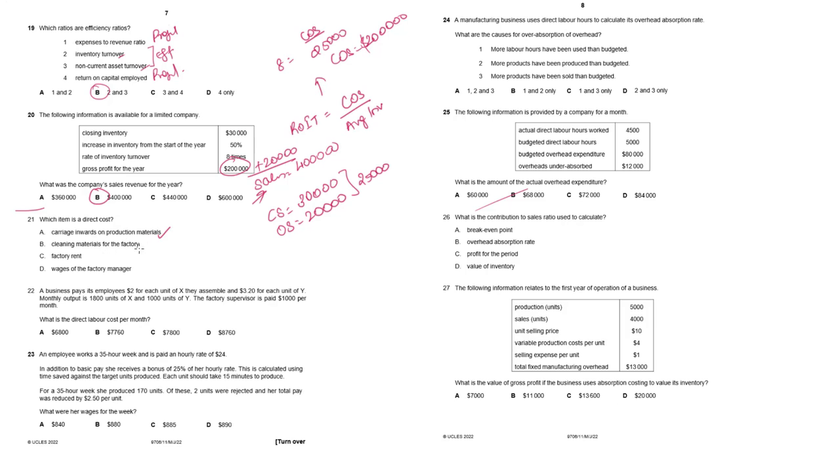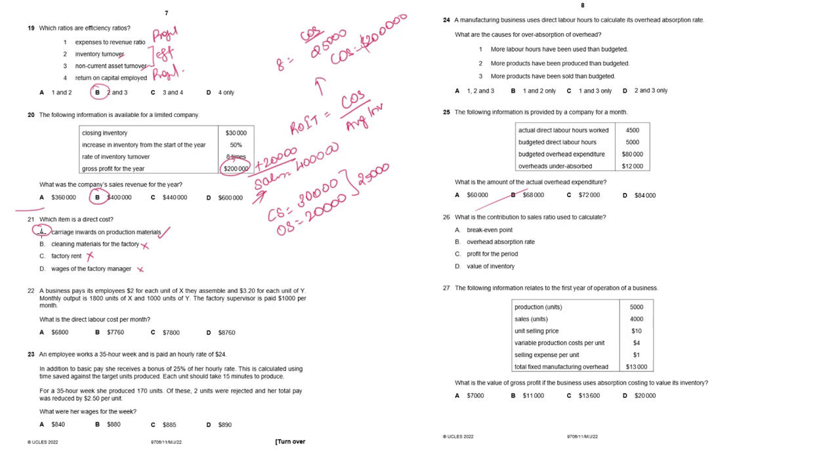Cleaning materials for the factory is not a direct cost. Why? Because cleaning materials are required to clean the factory and not to produce the product. So that's the difference between direct and indirect cost. Factory rent is not a direct cost because it is not directly required to produce the product. Wages of a factory manager, no. If this was wages of a factory worker, yes.